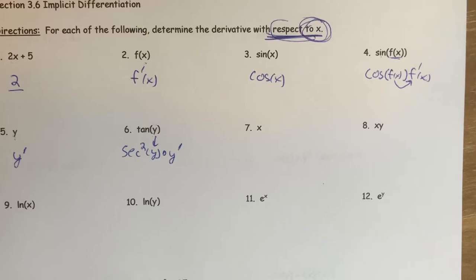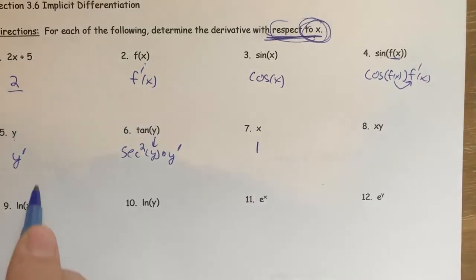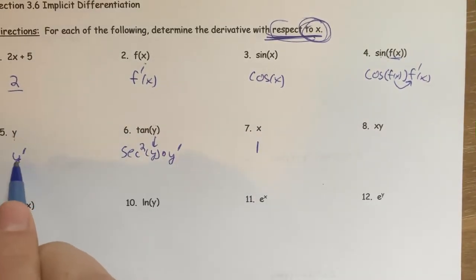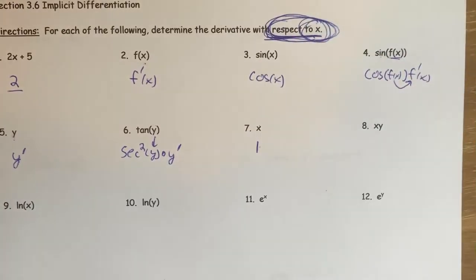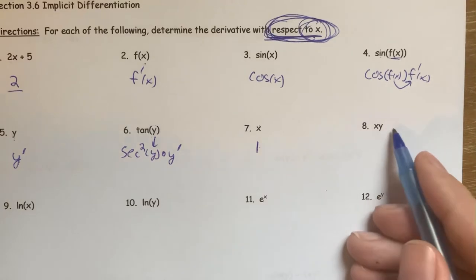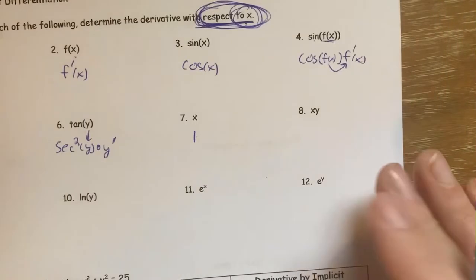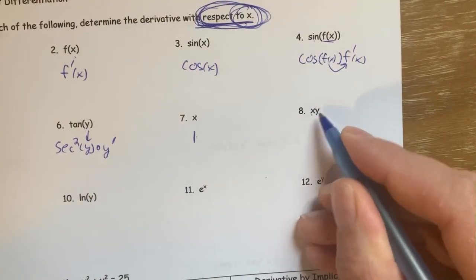The derivative of x is 1. Notice the difference here. The derivative of y was y prime. The derivative of x is 1 because we're doing the derivative with respect to x. How about the derivative of xy? Well, this is a product. X is multiplying times y.